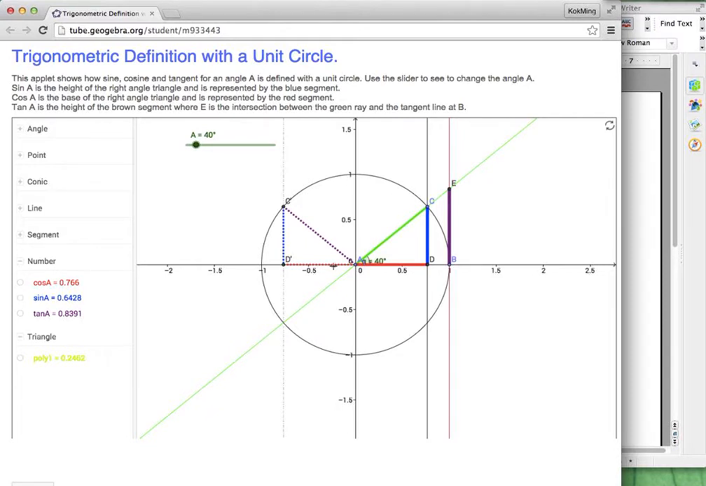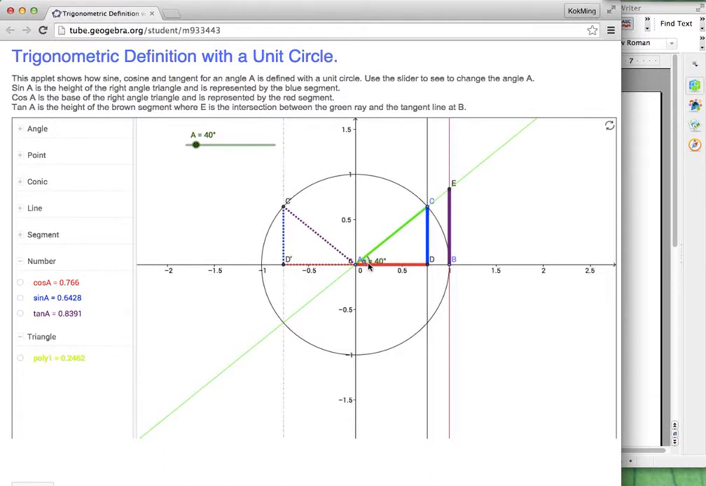Now a unit circle is where the radius of the circle is 1 unit. So in this particular case, the opposite over the hypotenuse, which is sine A, is just basically the height of this right angle triangle, because this divided by 1 is just the height here. So the blue line represents sine theta, sine A at the moment.